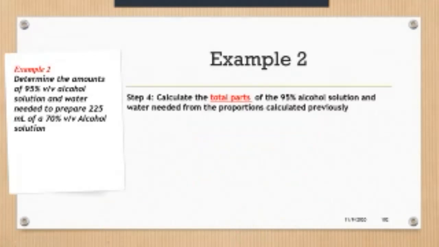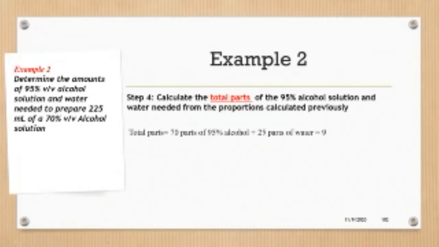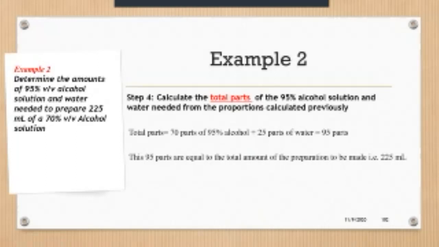This total number of parts is representing something. This is representing the amount of the ingredient or the amount of the product that you want to make, which is 225 mils. This is saying that 95 parts will represent 225 mils. It is at this point that you can determine what one part will represent in terms of mils, or you could go straight to it.